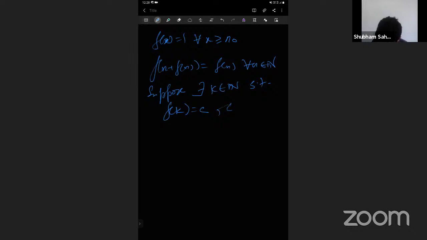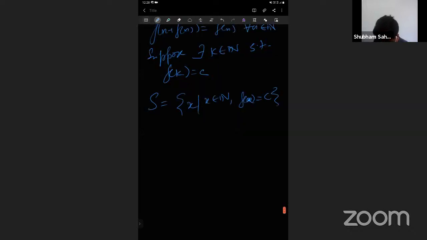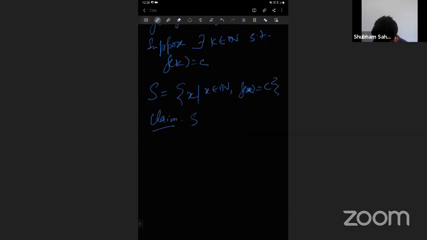Now, if you look at this particular set S, the set of x such that x belongs to N and f(x) is equal to c, you can prove that S is unbounded. Try showing this. Once you have that S is unbounded, you get your contradiction, because f beyond n naught is consistently 1. So S cannot be unbounded.